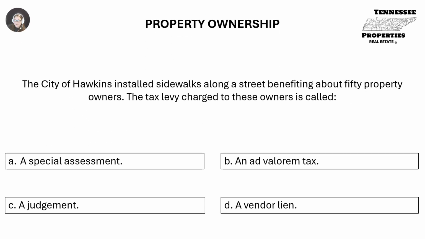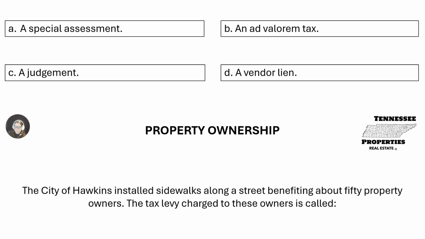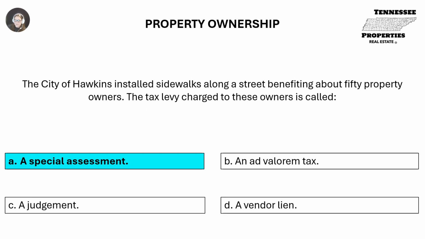The City of Hawkins installed sidewalks along a street benefiting about 50 property owners. The tax levy charged to these owners is called A. A special assessment, B. An ad valorem tax, C. A judgment, or D. A vendor lien. A. A special assessment.